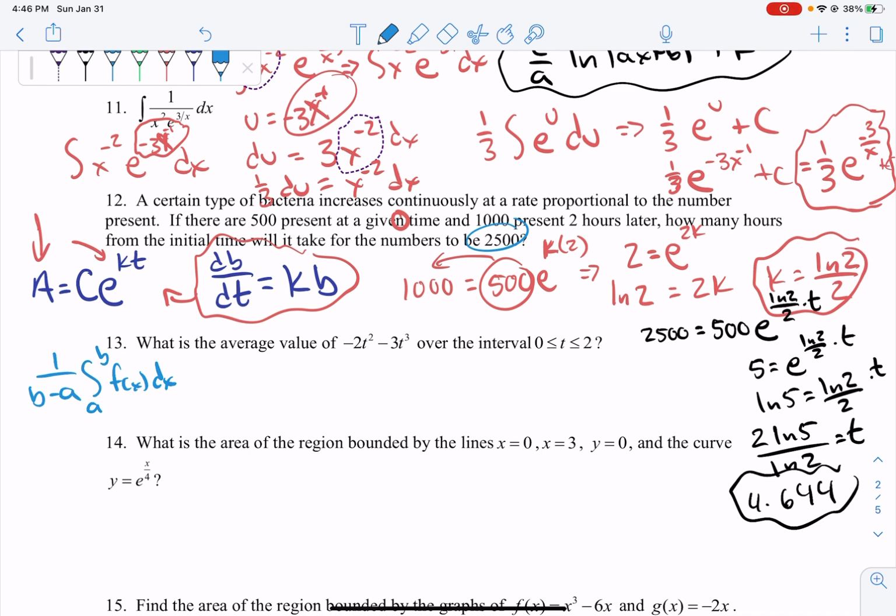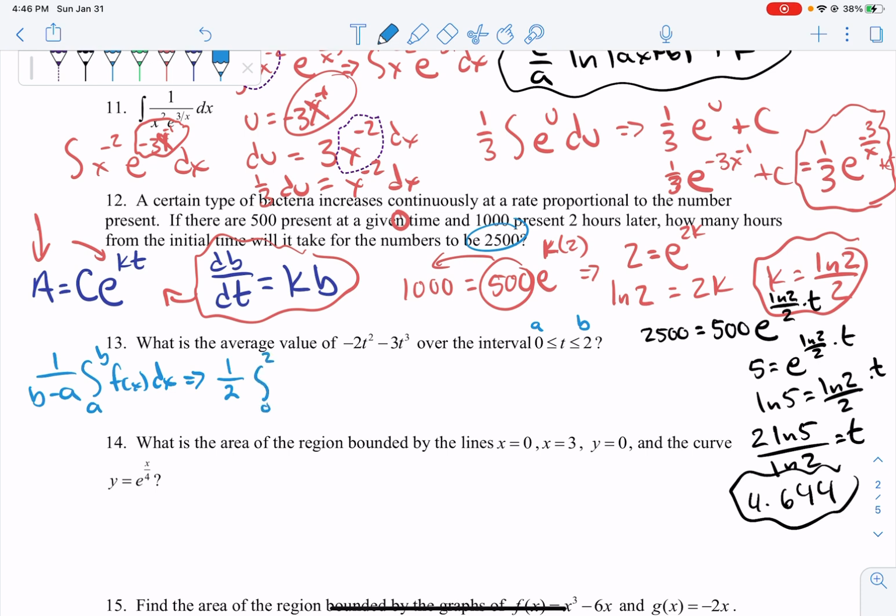So in this case, I'm going from 0 to 2. So there's my a and my b. When I plug in my values, I get 1 over 2 minus 0, that's just 2, times the integral from 0 to 2.